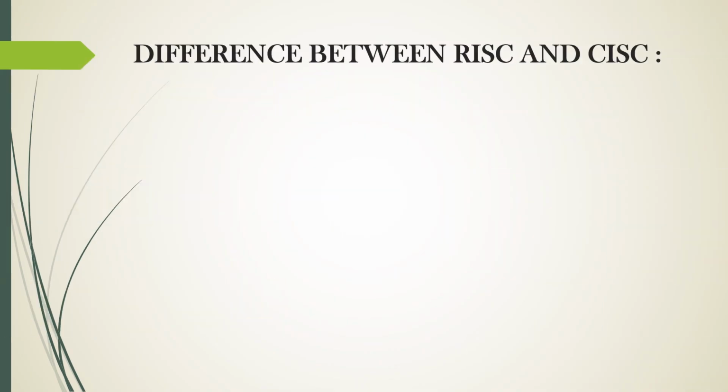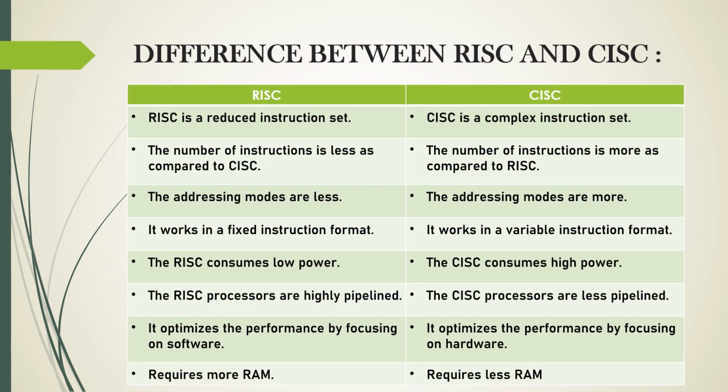Hello everyone. So let's see the differentiation between RISC and CISC. RISC is a reduced instruction set. CISC is a complex instruction set. The number of instructions is less as compared to CISC. The number of instructions is more as compared to RISC. The addressing modes are less in RISC. The addressing modes are more in CISC. RISC works in a fixed instruction format. CISC works in a variable instruction format.